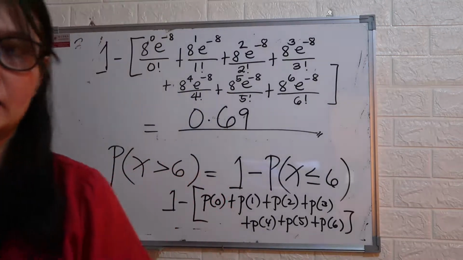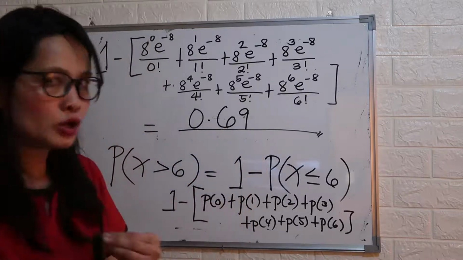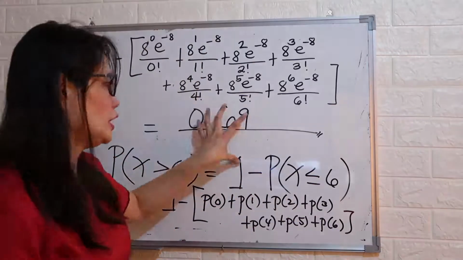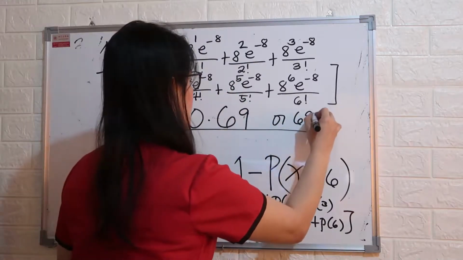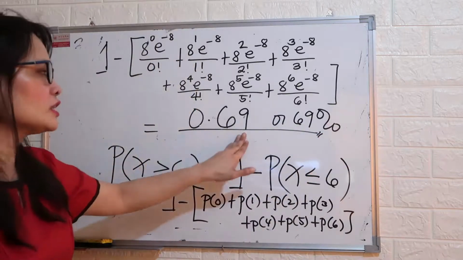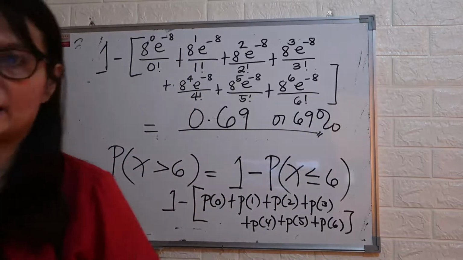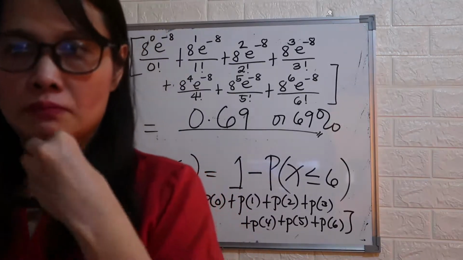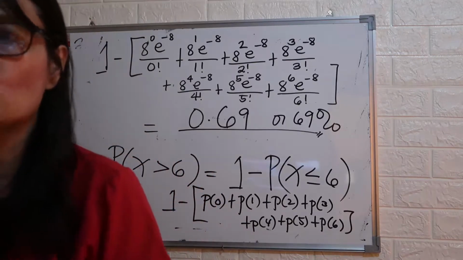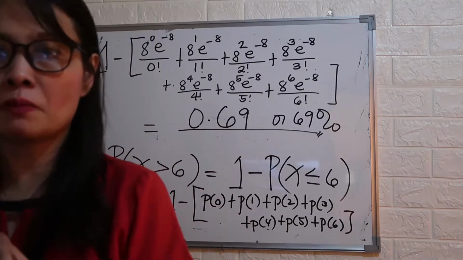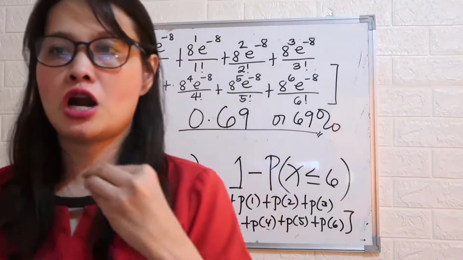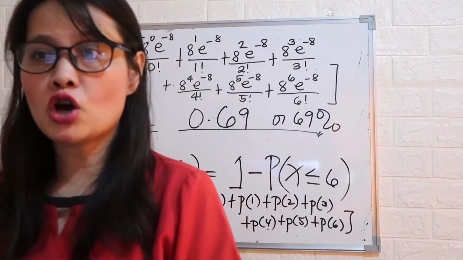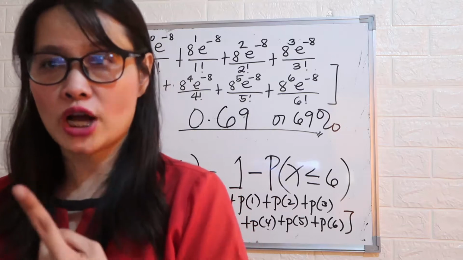So 0.688, or 0.69. So the answer is 0.69, or that will be 69%. So that will be the probability that the business will receive more than 6 calls in 1 hour. Remember that in probability, your answer can be a percentage, a decimal number, or a fraction. So fraction, decimal, or percentage. Okay? As long as the highest number is 1 and the lowest is 0.